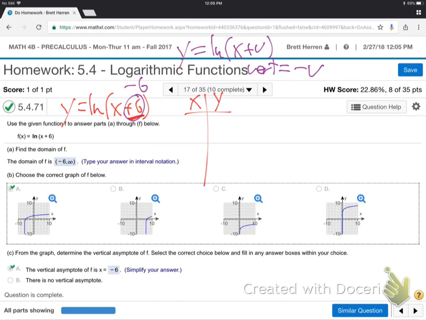So is it just for natural log or is it for all logs? All logs, yeah. True for all logs. For all logs, it's just true for all functions. I forgot that x is always the opposite. X is always the opposite. So the vertical is negative 6 on this one.